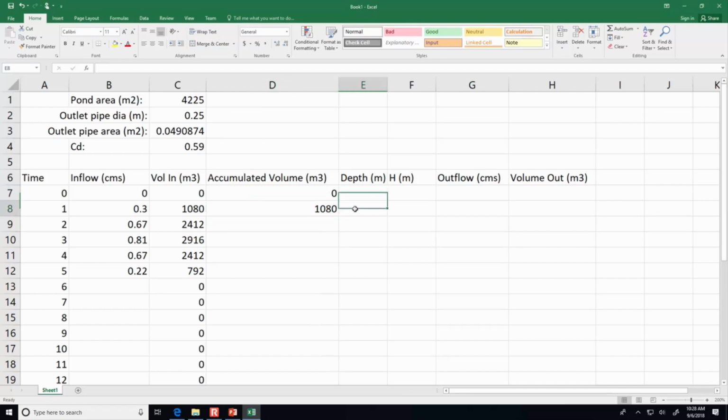All right, so what is now the depth and the H? All of that's 0 when the flow in was 0. So it's hour 1 where things get a little more interesting. The depth, if our accumulated volume is 1080, is the volume divided by the pond area. If there's 1080 cubic meters in that pond, and the pond has a known area of 4225 square meters, then the depth is just going to be 0.255 meters.